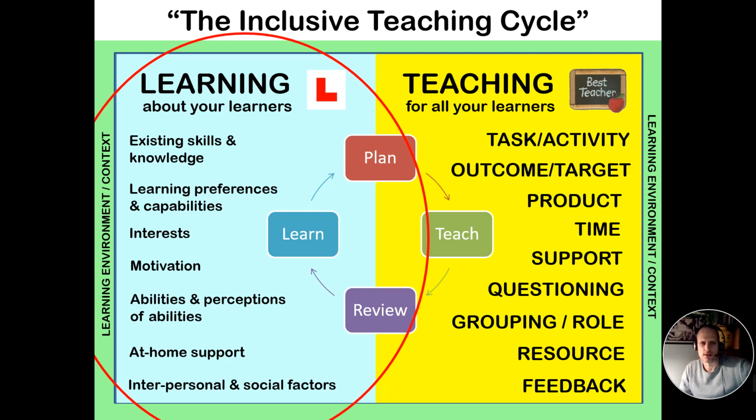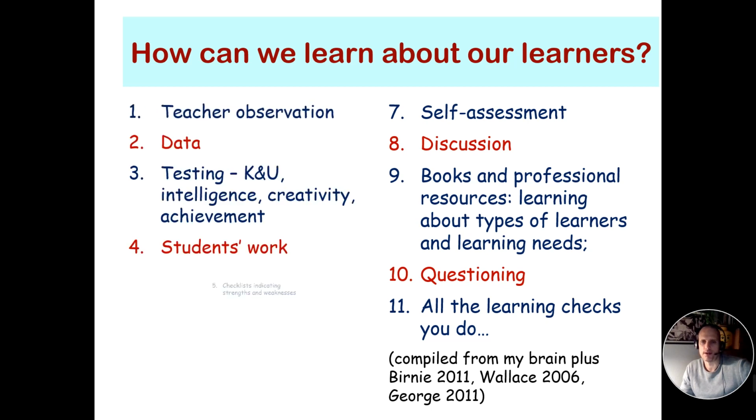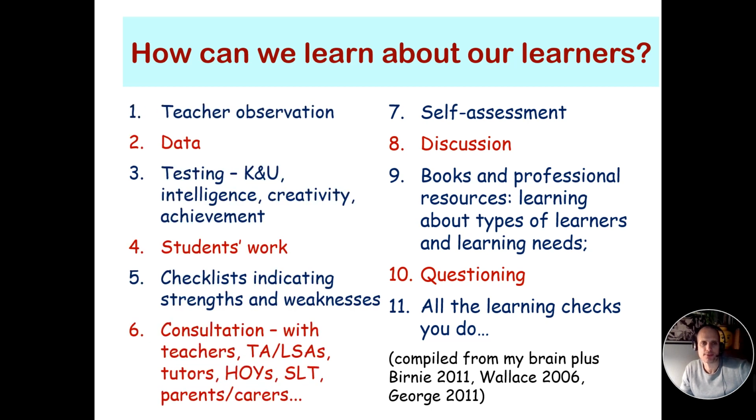A little while ago, in 2013, this was developed as what was called the differentiation cycle at that point in time. But essentially, there are all kinds of things you need to know about your learners before you then go and teach them flexibly according to where they're at. So there's knowledge, learning preferences, capabilities, interest, motivation, abilities, perceptions of their abilities, support, etc.